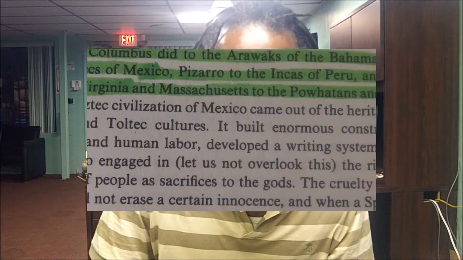What Columbus did to the Arawaks of the Bahamas, Cortez did to the Aztecs of Mexico, Pizarro to the Incas of Peru, and the English settlers of Virginia and Massachusetts to the Powhatans and the Pequots.